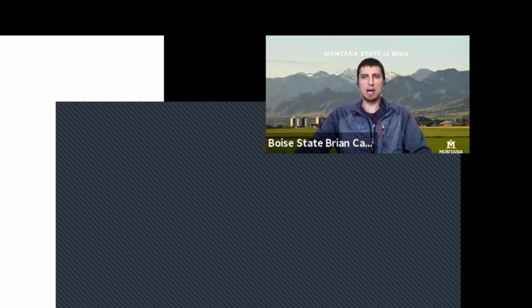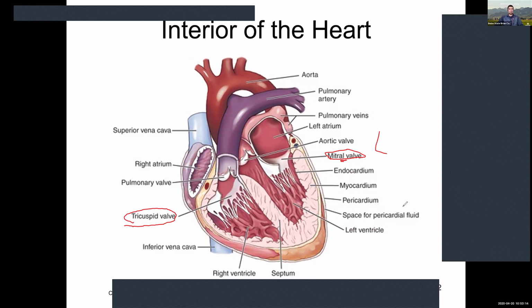I'm not a photographic memory guy, so I can't just remember stuff that easily. I've got to put it in an acronym or some type of weird saying, or try to think about the word itself and make the word some way help me memorize what it's supposed to be. So those are the valves between the chambers of the heart.